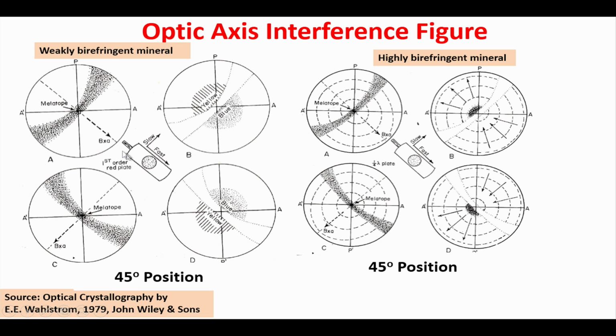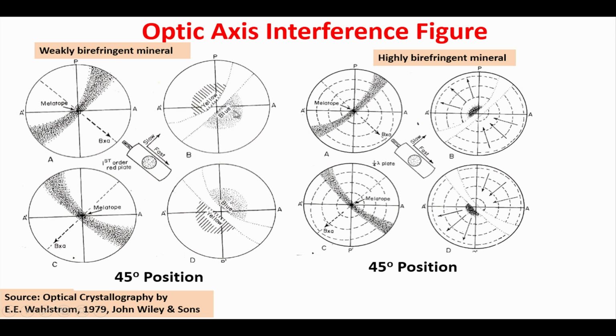The trace of the optic axial plane is northwest-southeast, and the BXA position is here. The convex side we already know is broadly parallel to the BXO vibration direction, and the tangent to this isogyre is parallel to the optic normal vibration direction, or Y vibration direction. After insertion of the first order red plate, if you see blue, immediately you see this is an additive effect, fast and fast have coincided. That means the BXO direction is the fast vibration. So, BXO is faster than Y.